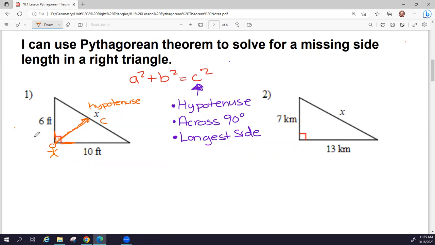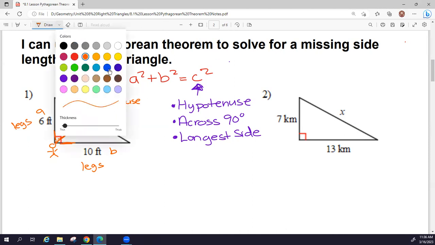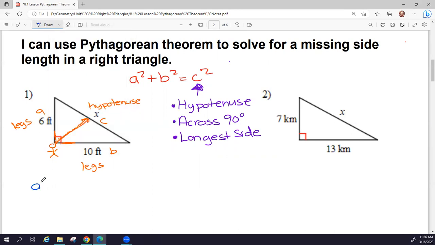The other two sides are called legs. And it doesn't matter which leg is A and which leg is B, because when we add these two legs together after squaring them, it doesn't matter which order you add in. So whenever we have a formula, I like to say, write the formula, write the equation, write the relationship every time.